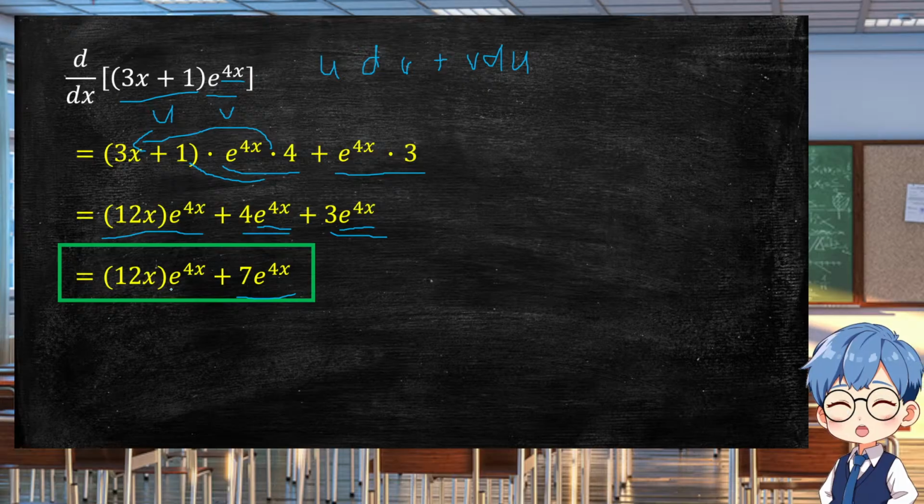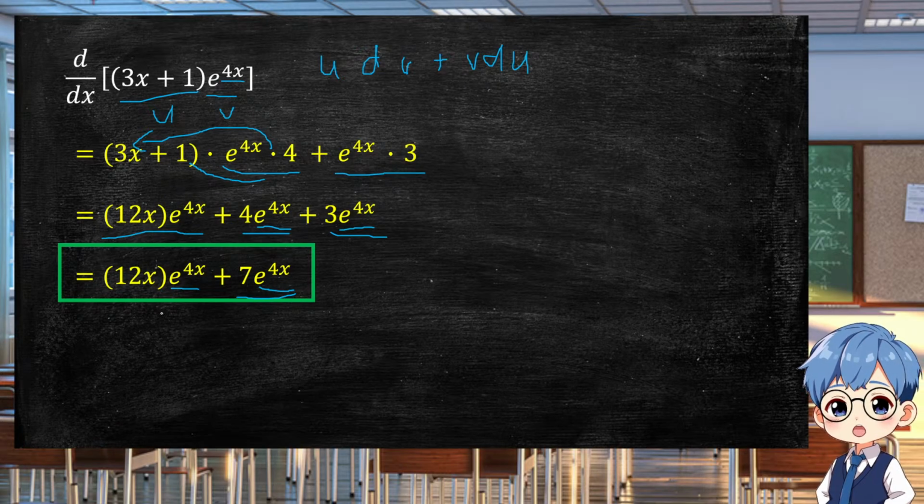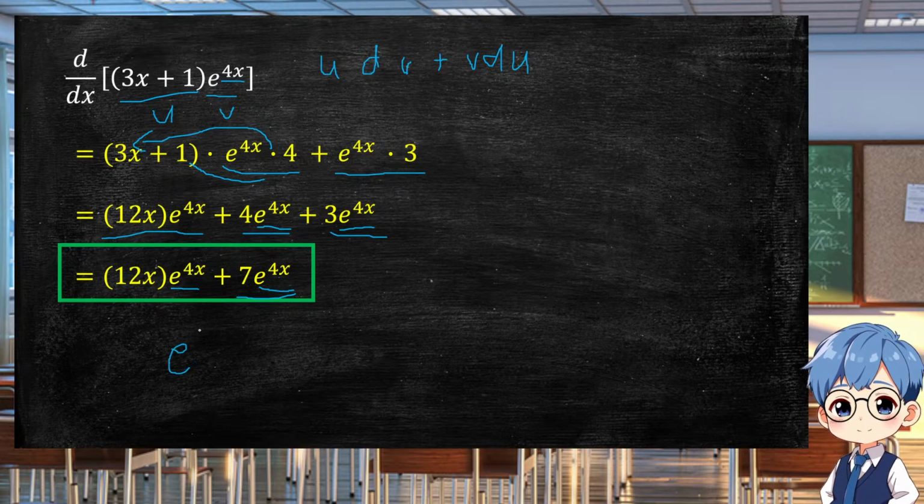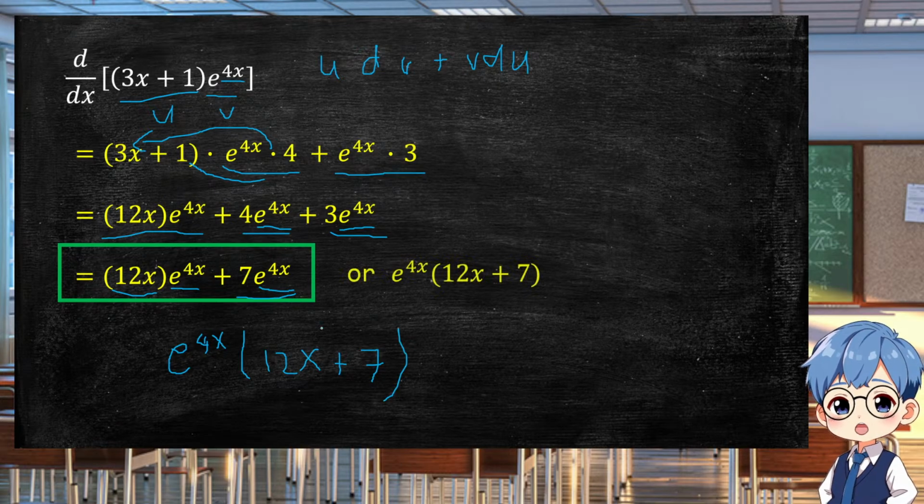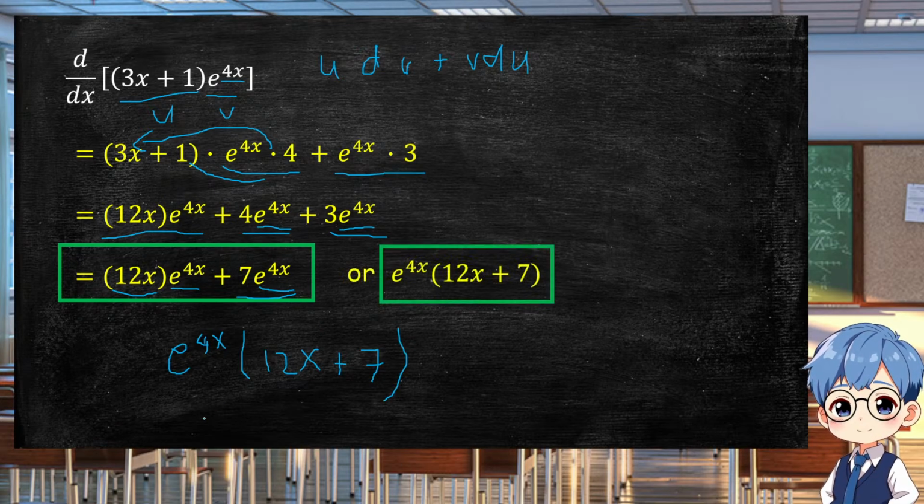But again, since they have common factor, right? They have common factor. So we can factor out e to the power of 4x. So what will remain will be 12x for the first term. And then of course here, plus 7. So that's why here, we can also have this as an answer. E to the power 4x times 12x plus 7.